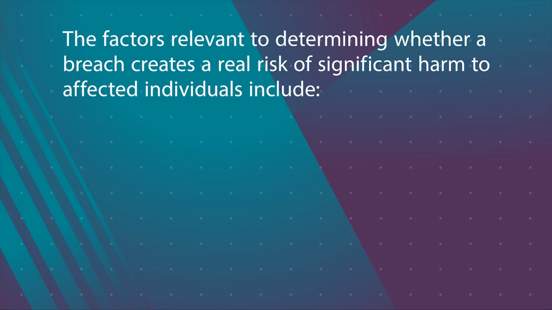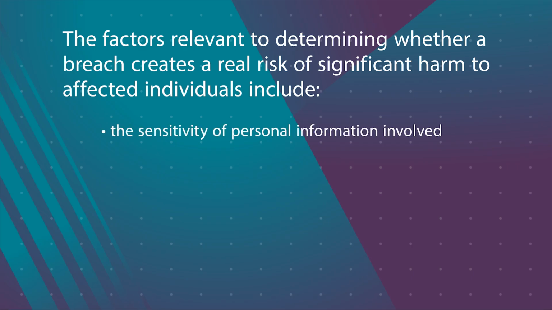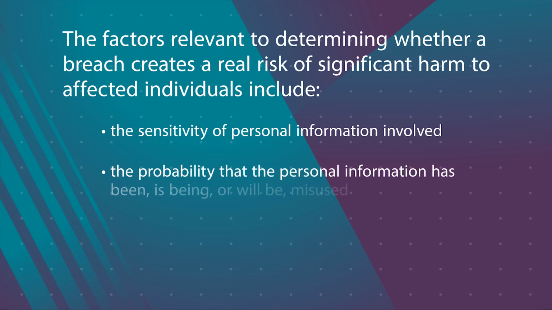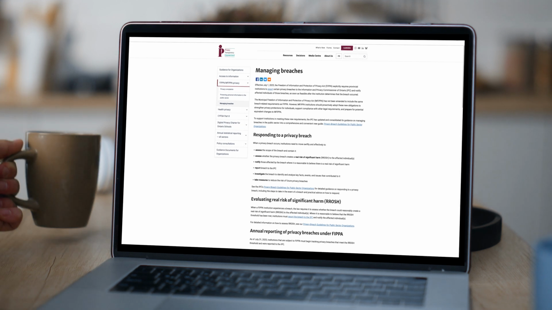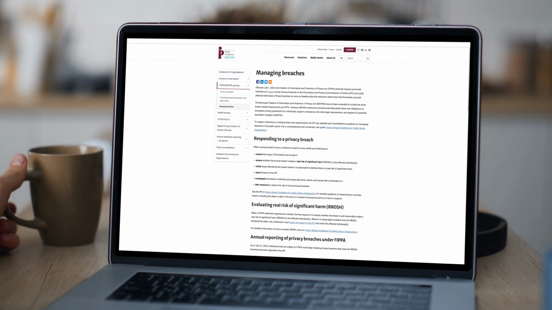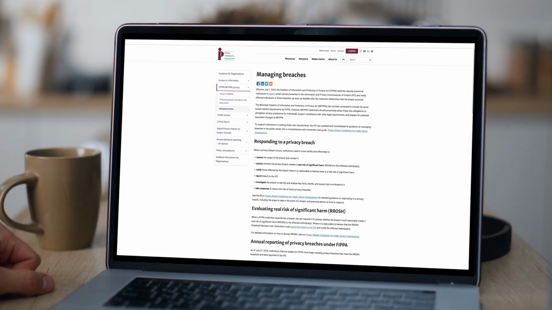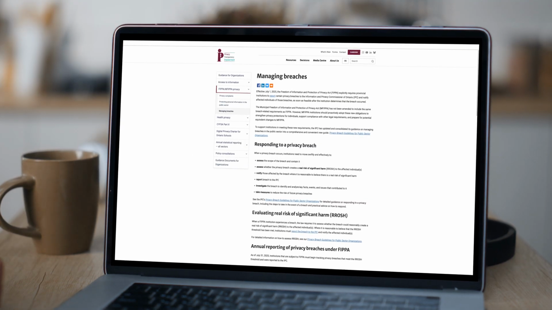The factors relevant to determining whether a breach creates a real risk of significant harm to affected individuals include the sensitivity of personal information involved, the probability that the personal information has been, is being, or will be misused, the availability of steps the individual could take to reduce the risk of the harm occurring or mitigate the harm should it occur. You can learn more about the ROSH threshold in the IPC's Responding to a Privacy Breach Guidelines for the Provincial Sector on our website.